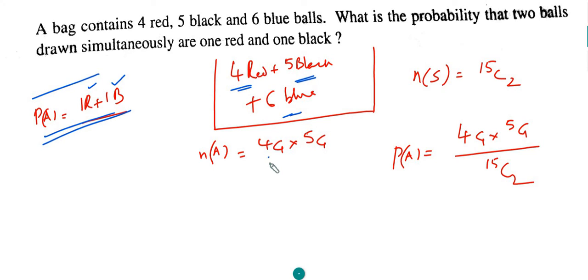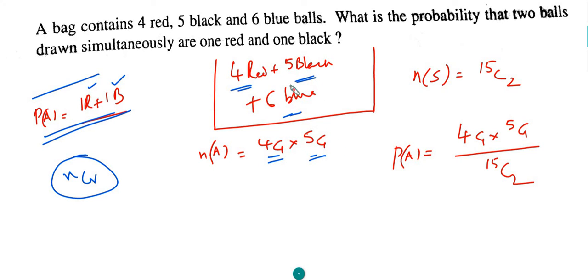That selection can be done in how many ways? 4C1 ways. Among the 5 blacks, one black has to be chosen. That will be done in 5C1 ways. Just remember nCr: from n things, how many ways can r things be selected? nCr ways. So the red ball can be picked in 4C1 ways, and the black ball can be picked in 5C1 ways. One black ball from 5 is 5C1.